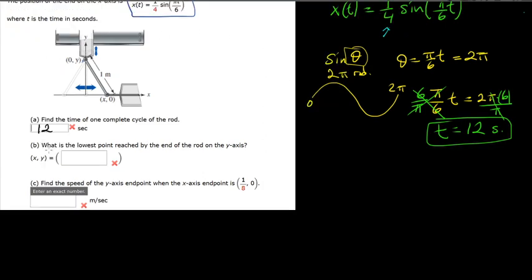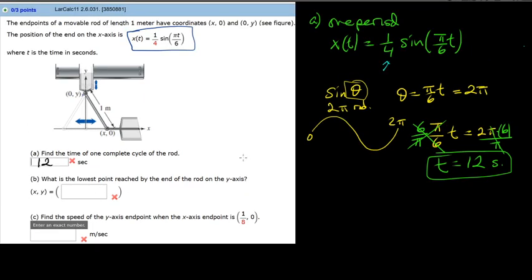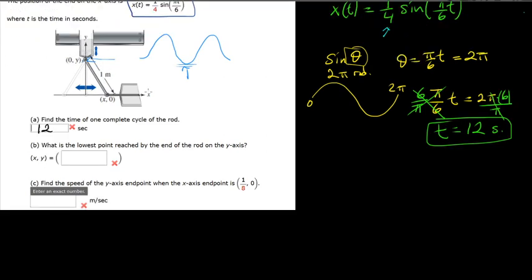And then part B, what is the lowest point reached by the end of the rod on the y-axis? So here's the point on the y-axis right here, and then this is going to go up and down as well. So it goes up and down and up and down. So what is the lowest point? In other words, what's the smallest y that this rod reaches here? So how do we figure out the y-coordinate?